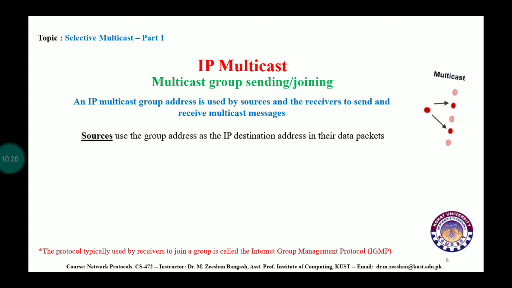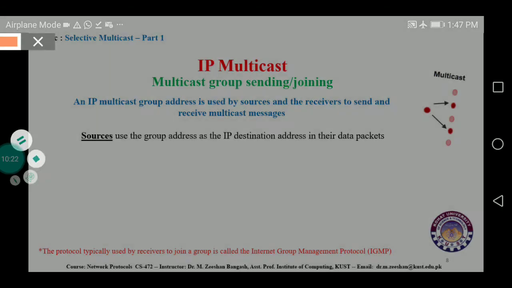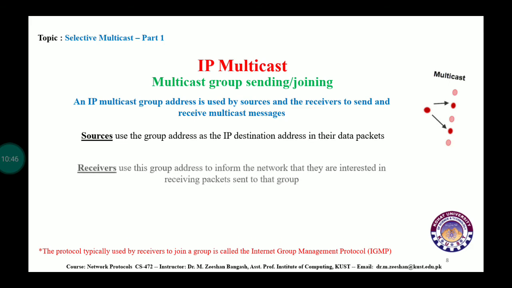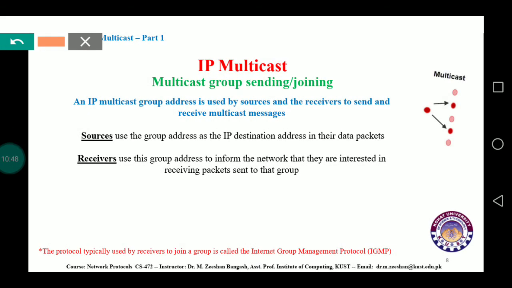First of all, let's talk about the source. The source uses this group address, a single address, as the IP destination address in its data packets, and it's a single one-time transmission by the source destined to this IP address, which is basically the address of that group.